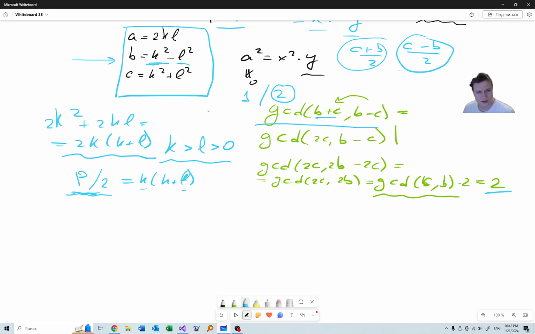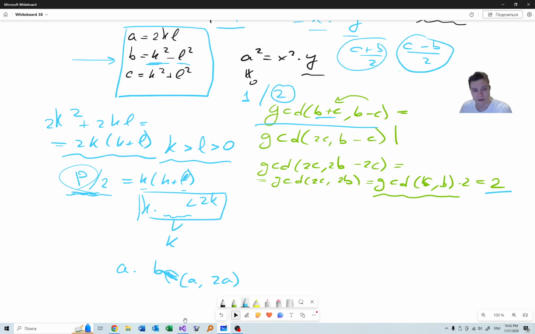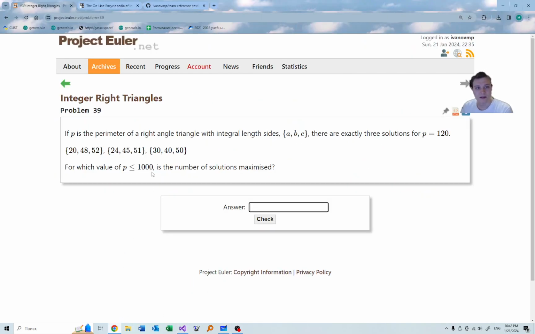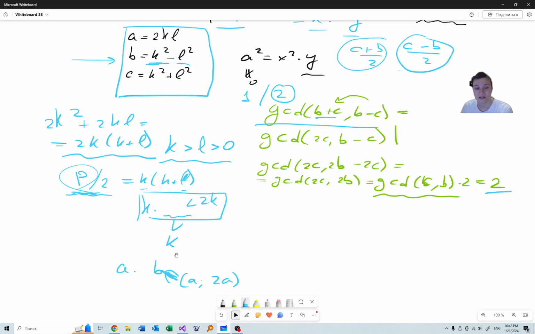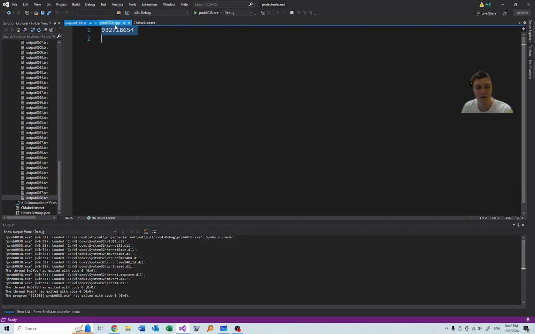Besides that, there are no restrictions. So this means that you need K times some number which is less than 2K, but greater than K. So A times B, where B is between A and 2A. This is what you need, and this number of ways is what you get. Well, since we have P at most 1000, let's simply iterate over all possible K and L's. This is the easiest thing that we can do.